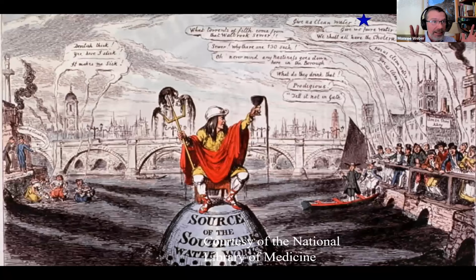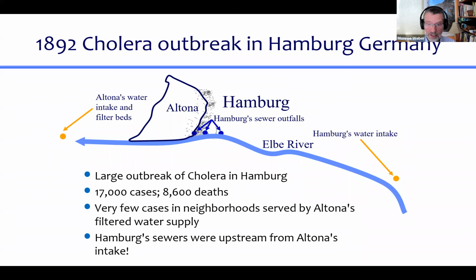Here's another really interesting case. This is the case of Hamburg, Germany, and a large outbreak of cholera with 8,600 people dying. So this is a major, major event in 1892. And what's interesting is you see here the Elbe River flowing right to left, and you see that Hamburg has some of their sewer outfalls upstream of Altona.